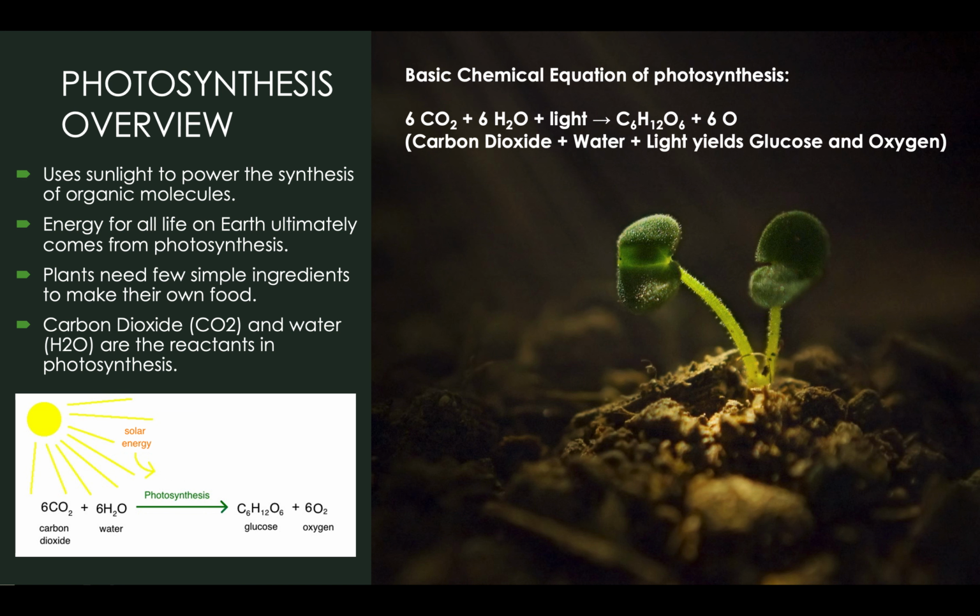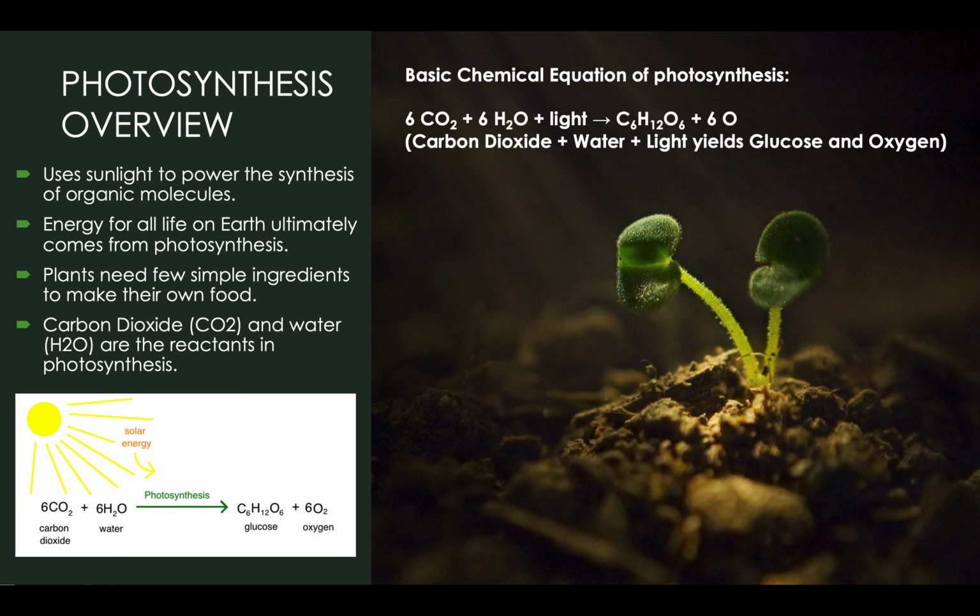So this slide is going to cover photosynthesis as an overview, and it does cover a lot, so just bear with me. The first bullet point here says that it uses sunlight to power the synthesis of organic molecules. Energy for all life on Earth ultimately comes from the process of photosynthesis, because as we've talked about before, plants are considered producers. They produce energy, and we and other animals like us are considered consumers of that energy. So plants need few simple ingredients to make their own food. Carbon dioxide and water are the reactants in photosynthesis. So in order for photosynthesis to take place, they need carbon dioxide, water, and sunlight.